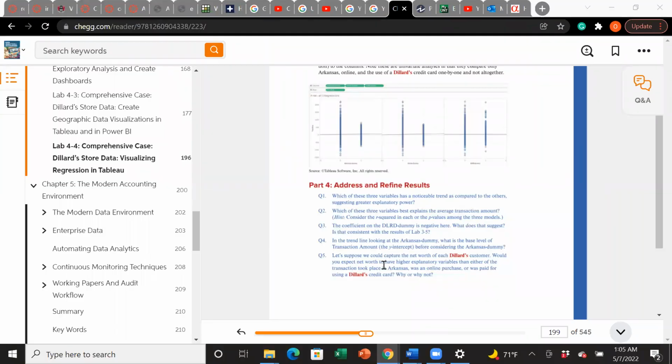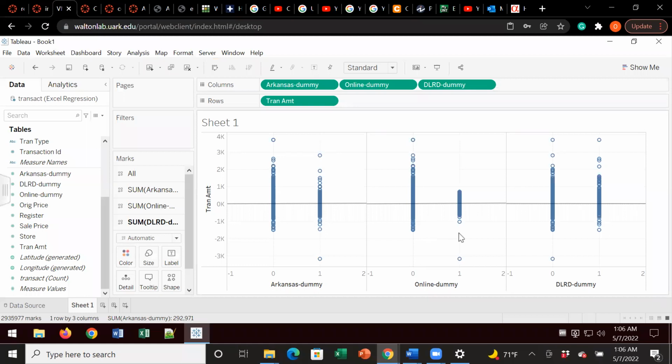All right, question 5 says, let's suppose we could capture the net worth of each Dillard's customer. Would you expect net worth to have higher explanatory power than whether the transaction took place in Arkansas, was an online purchase, or was paid using a Dillard's credit card? Why or why not? I don't know if capturing the customer's net worth would be too indicative of what we're trying to figure out. Net worth tells us who has the most money, but there are other things that go into buying stuff, like desire and need. You could have people that have money but don't buy a lot from Dillard's, so it would be hard to go off net worth alone.